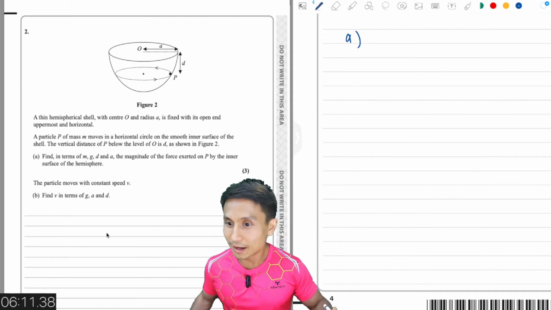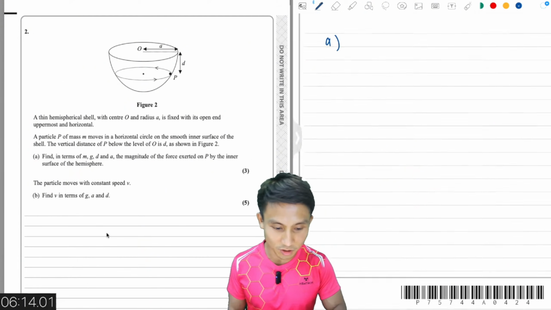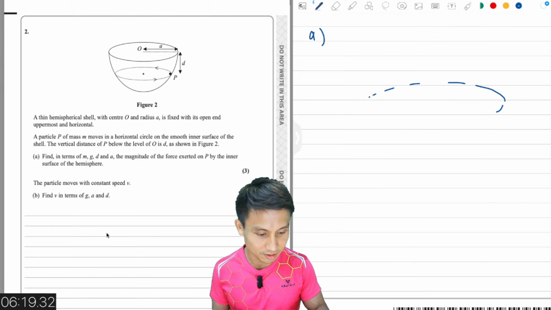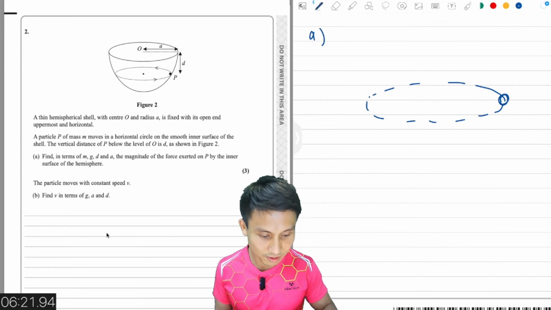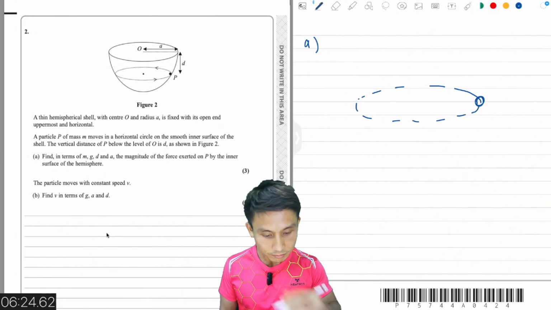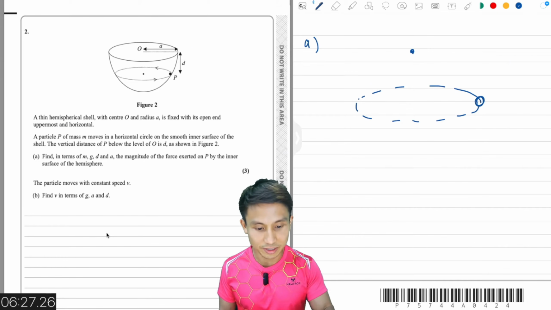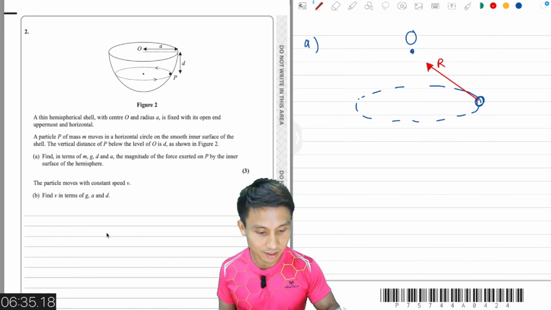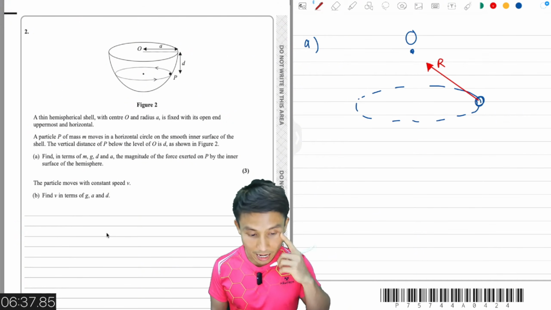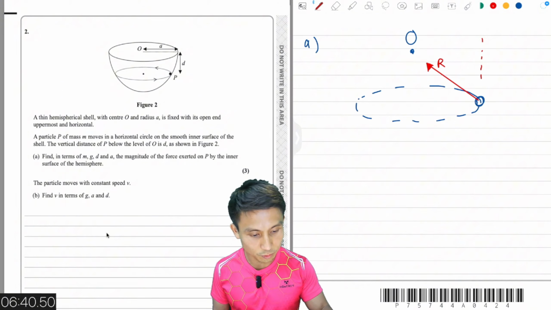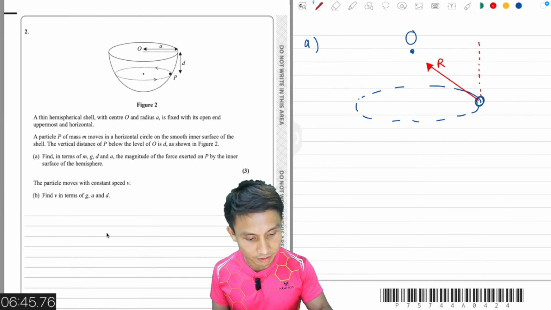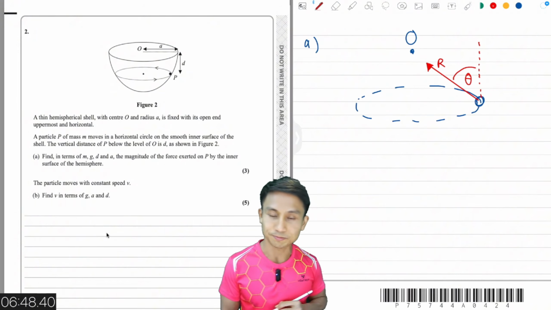I'm okay. Yeah, so if we just draw our diagram a little bit, it's just a circular motion on the horizontal plane. And we have here the particle. Now, because the center of the hemisphere is here, that means the normal, R, should act towards the center. And how do we know the angle? Well, this is the angle to the upward vertical, so let's call that theta.